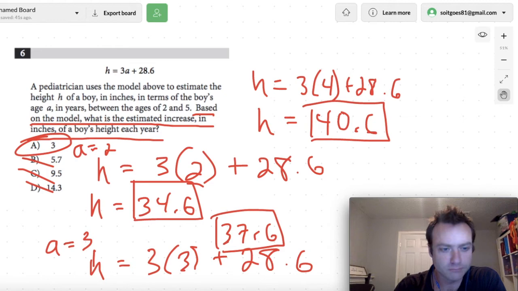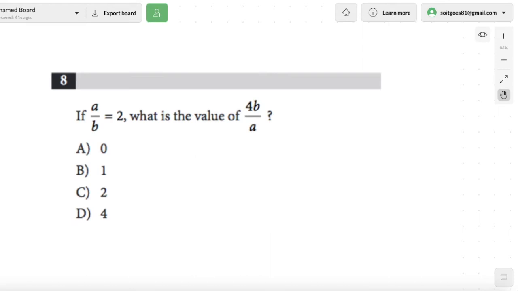Ooh, I like this question. I like all these, actually. I'm a little bit of a nerd. All right. Go ahead and read question number 8 for me, please.